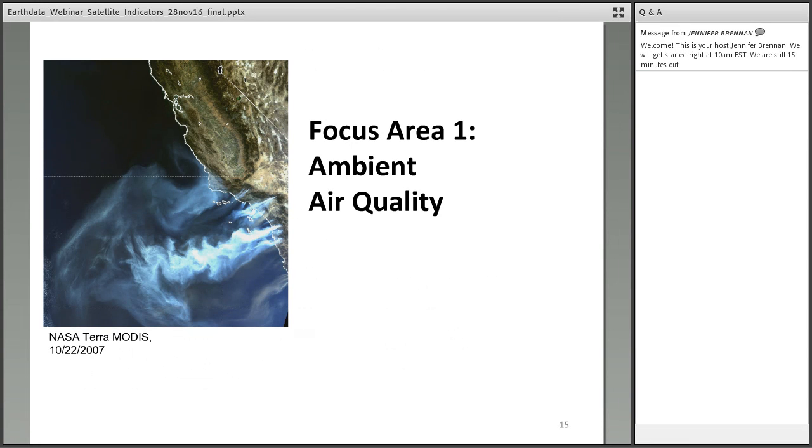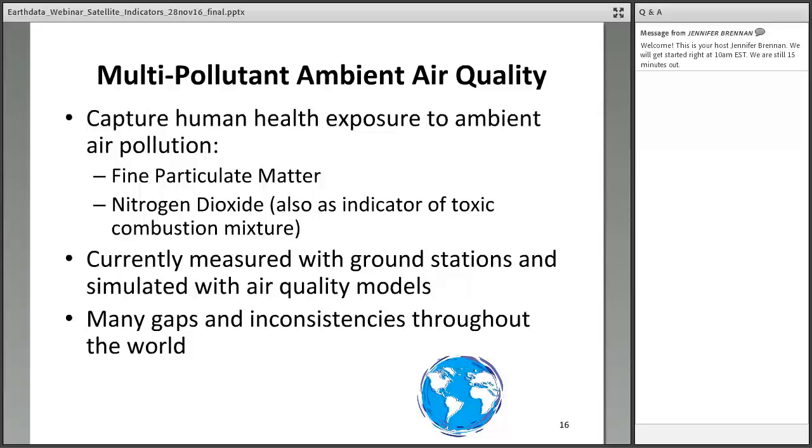So as I mentioned, the first area was ambient air quality. Our focus was really on human health exposure to ambient air pollution. We looked at two areas. One was fine particulate matter, what are called PM 2.5. These are particulate matter of 2.5 microns or smaller, and these are contrasted to, say, particulate matter of 10 microns or PM10, which is coarser particulates. These particulates lodge deep into the lung and cause a lot of health issues and potentially cancer with sufficient exposure.